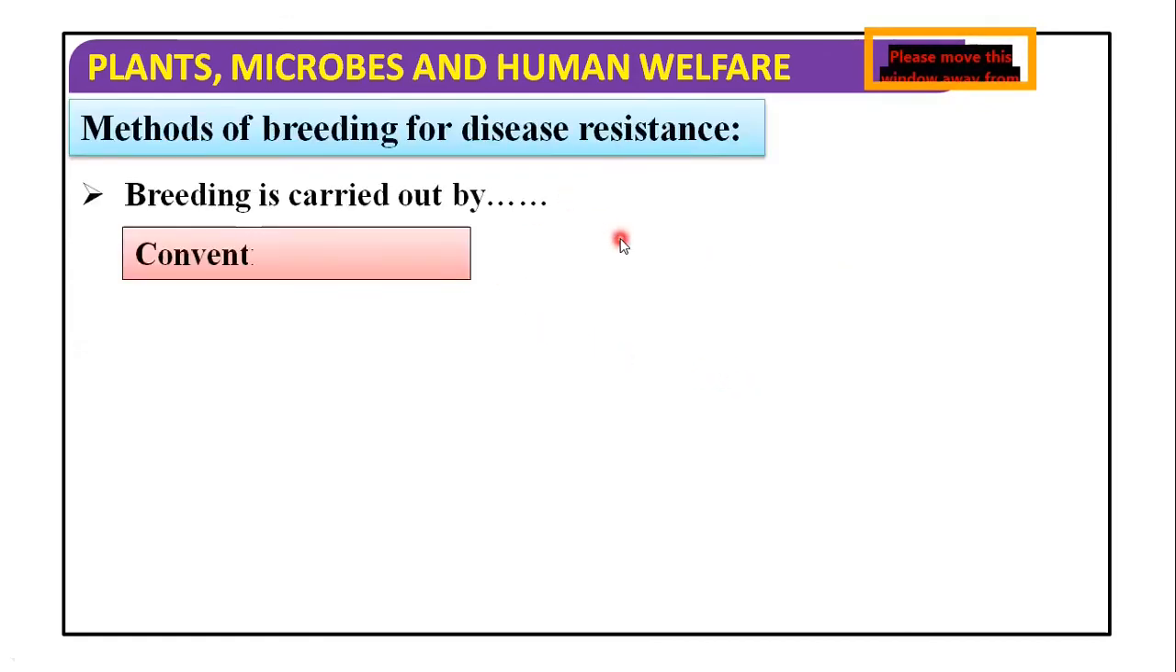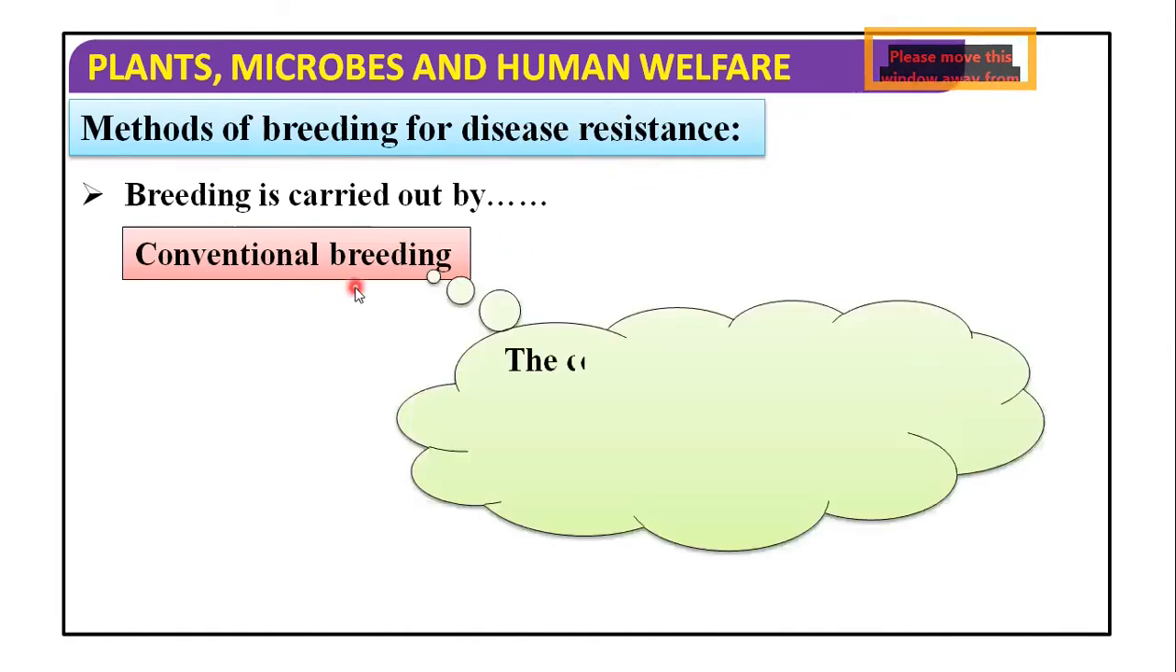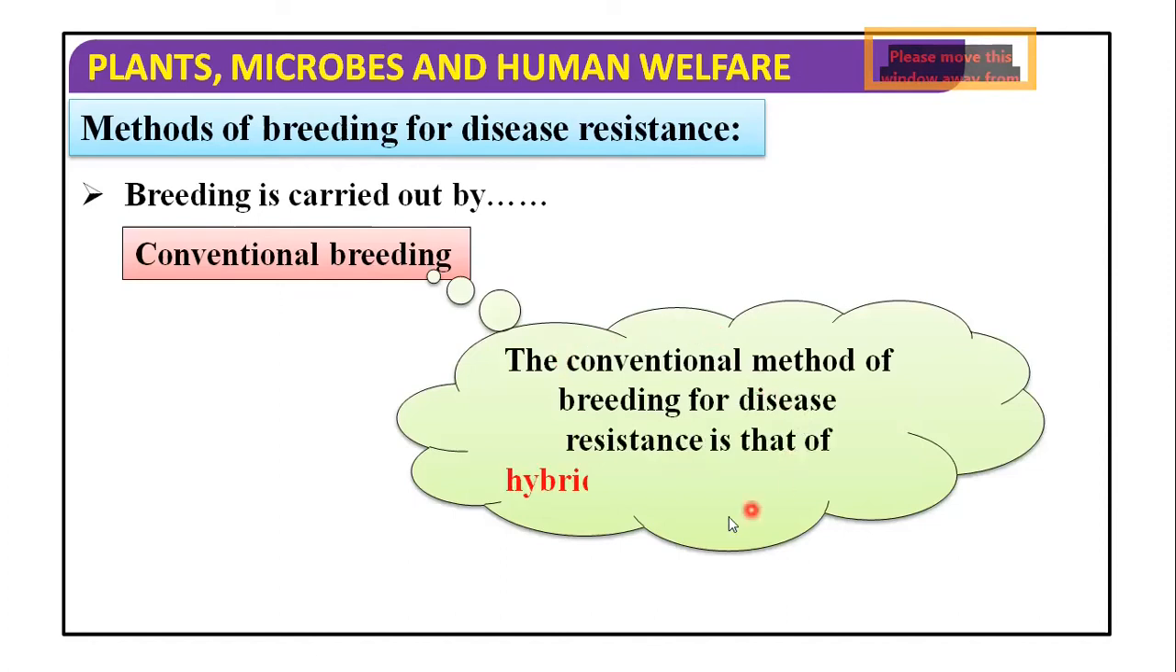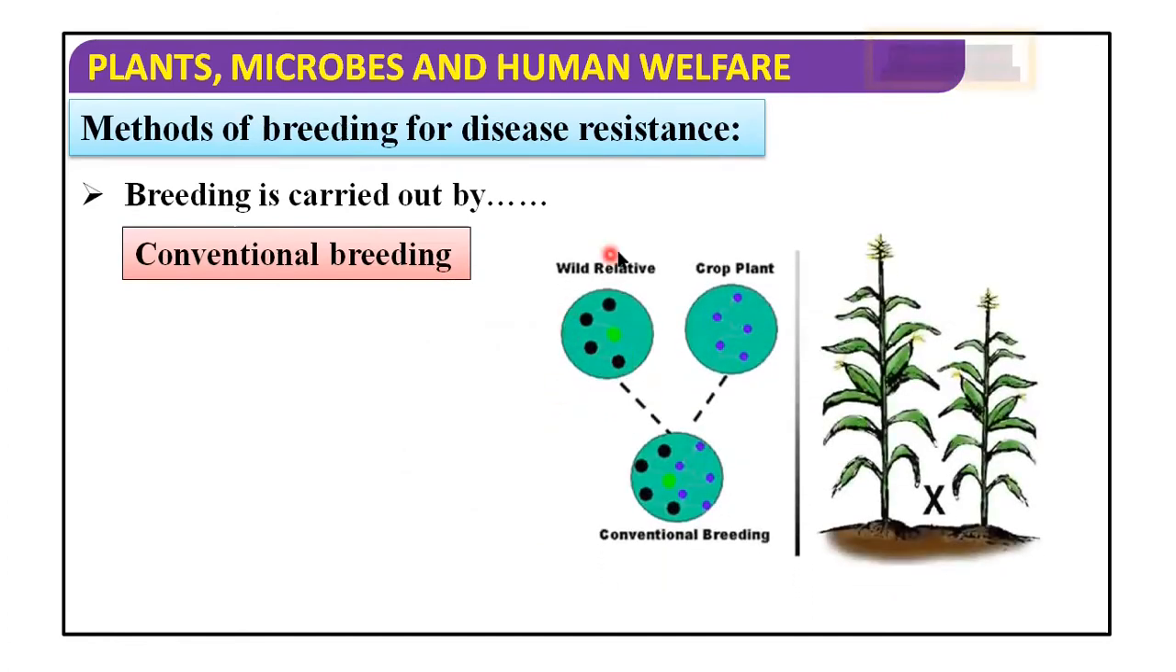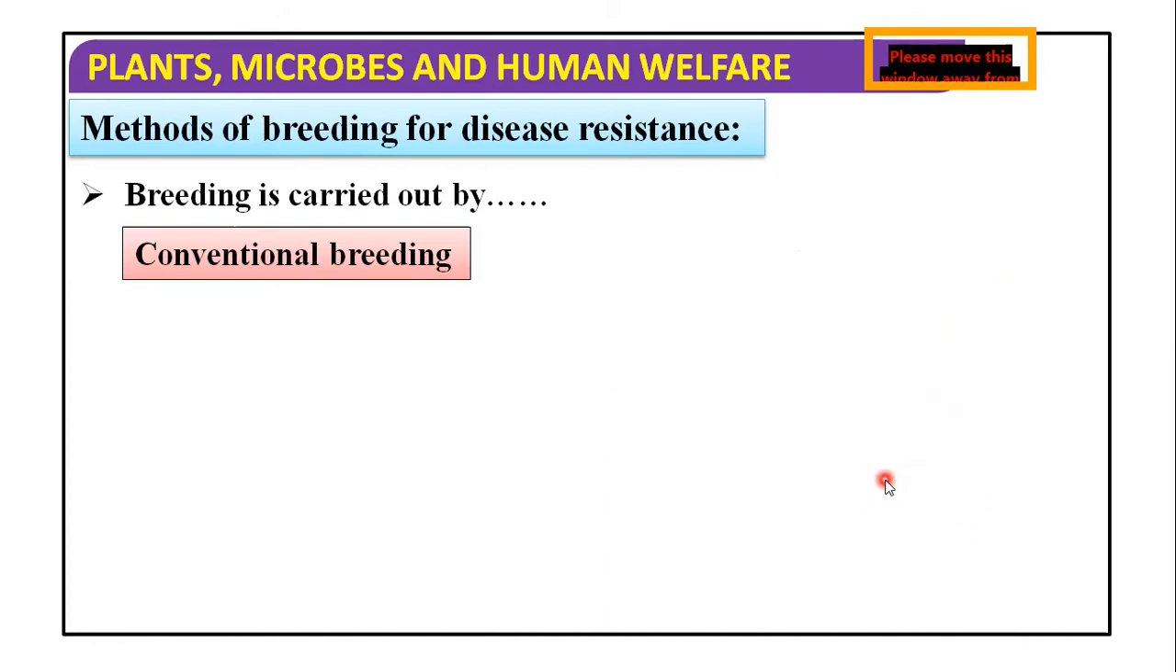Now, methods of breeding. Breeding is helpful, but which methods are very important to create a disease resistant plant? Breeding is carried out by conventional breeding. The conventional breeding method for disease resistance includes hybridization and selection. Here is the wild relative plant and here the crop plant. Suppose we make the hybridization here. This forms a conventional breeding technique and we will get a plant with this characteristic.